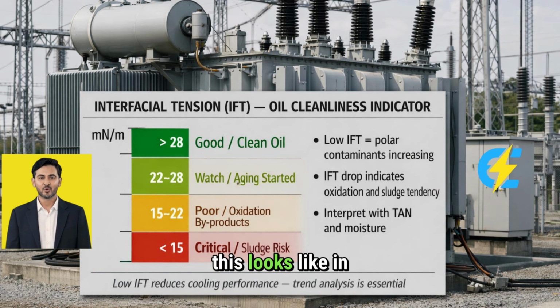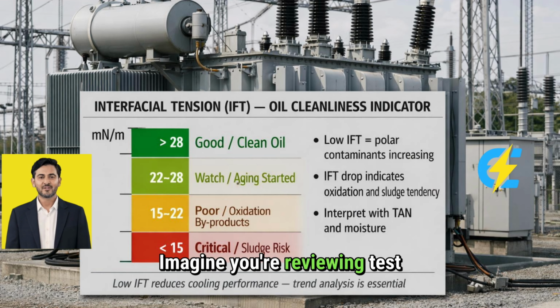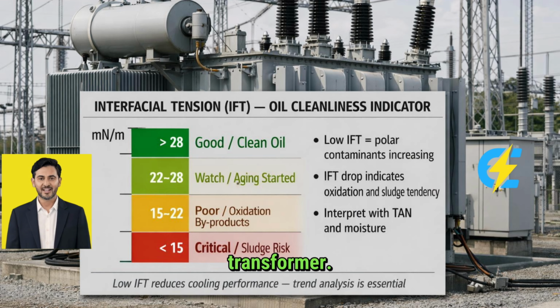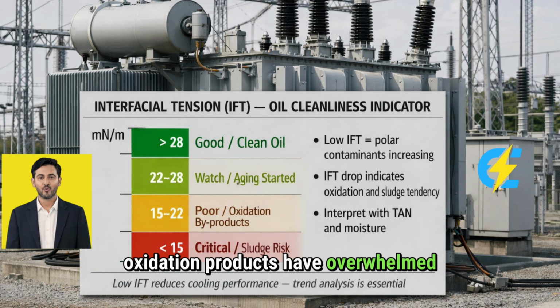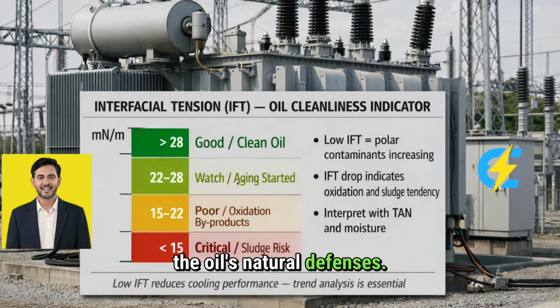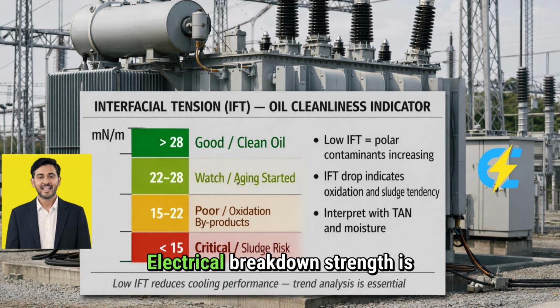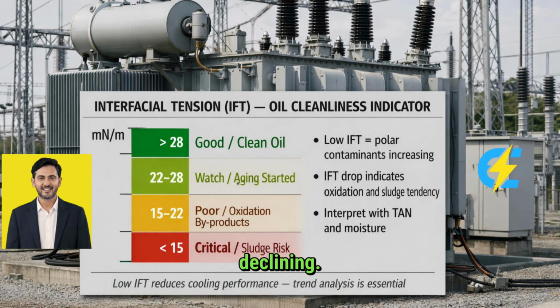Let me share what this looks like in practice. Imagine you're reviewing test results from a 20-year-old transformer. IFT has dropped to 20 millinewtons per meter. TAN is climbing past 0.4 milligrams of potassium hydroxide per gram. Power factor is rising. These aren't just numbers. They're telling you that oxidation products have overwhelmed the oil's natural defenses. Sludge is forming in the windings. Heat transfer is compromised. Electrical breakdown strength is declining. The cascade of problems accelerates.